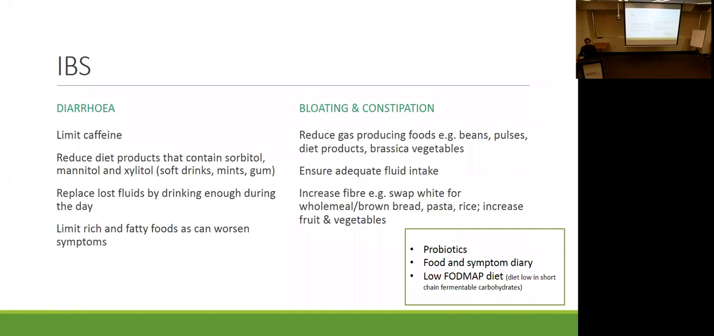They're good starting points. Some other things that you can consider are probiotics. There's not a good amount of evidence, but some people have reported some benefit, so it's worth trying. Keeping a food and symptom diary and initiating a low FODMAP diet.